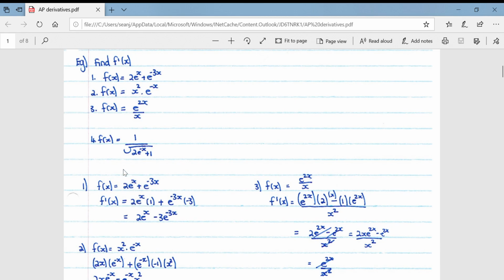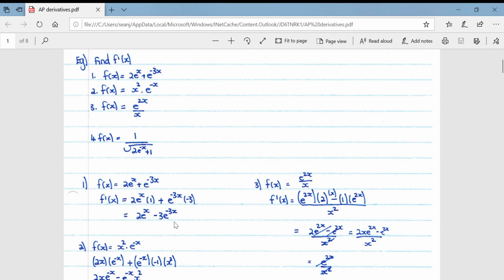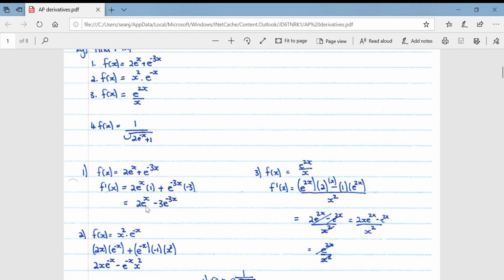So 2e to the x, which is said in the question, you're repeating that, but now you're multiplying it by the derivative of the exponent. So the derivative of x is obviously 1. So it's 2e to the x multiplied by 1. Plus, you write out exactly what's given, e to the minus 3x multiplied by the derivative of the exponent. The derivative of minus 3x is obviously minus 3. Then we simplify that and we get 2e to the x minus 3e to the minus 3x.